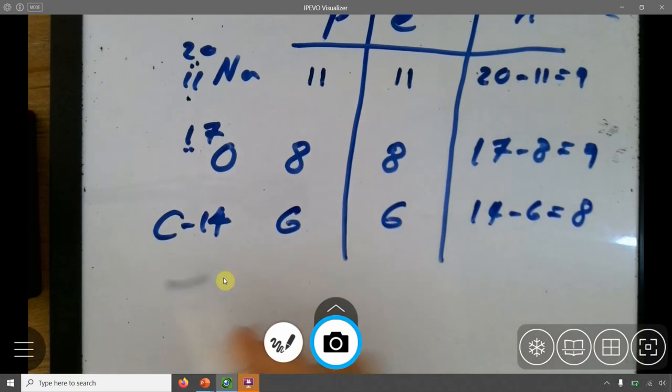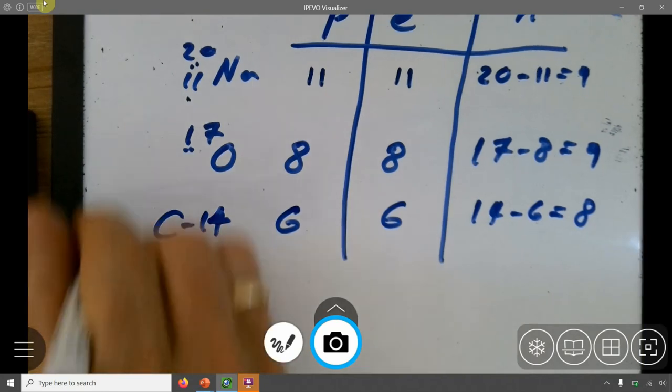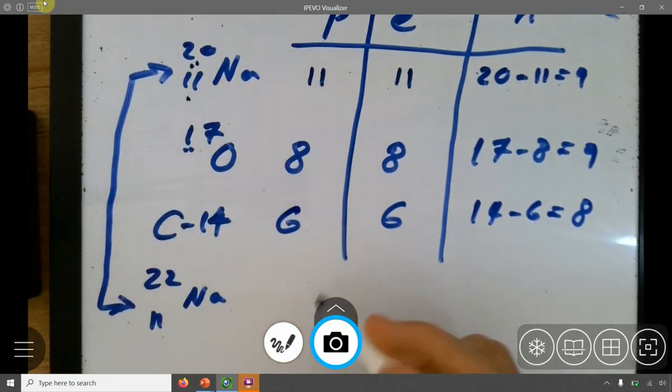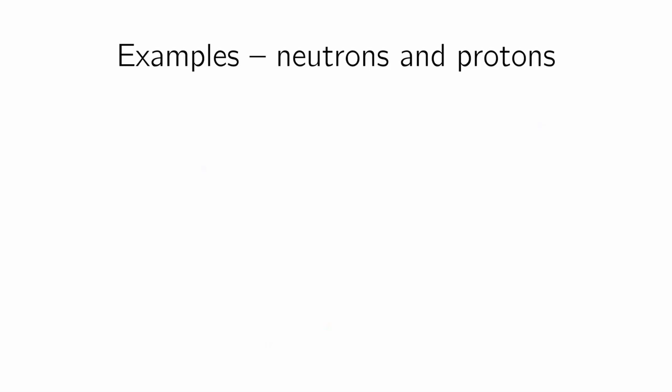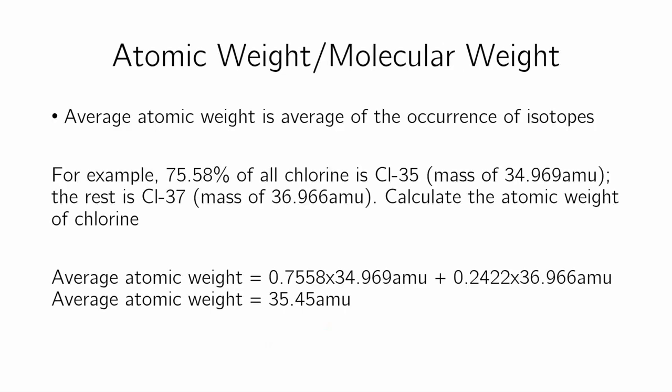Okay, and then just to kind of finish this off, another isotope of sodium. These two are isotopes. Isotopes, same element, different number of neutrons. 11, 11. And this will be 22 minus 11, which is also 11. Okay, so now you should know what an isotope is, and you should be able to tell me, based on the atomic mass and the atomic number, how many neutrons, electrons, and protons you have for any neutral element.